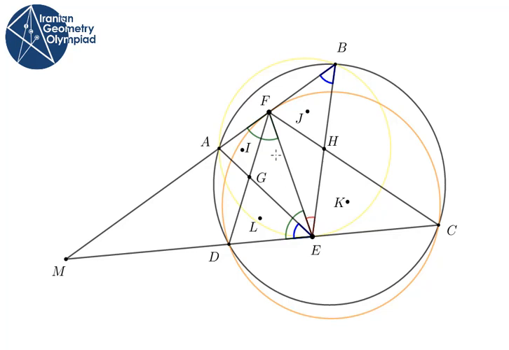This angle is the green angle minus the blue angle. And so this angle is green angle minus blue angle. So these two angles are equal. Similarly, we can show that these two angles are equal too.